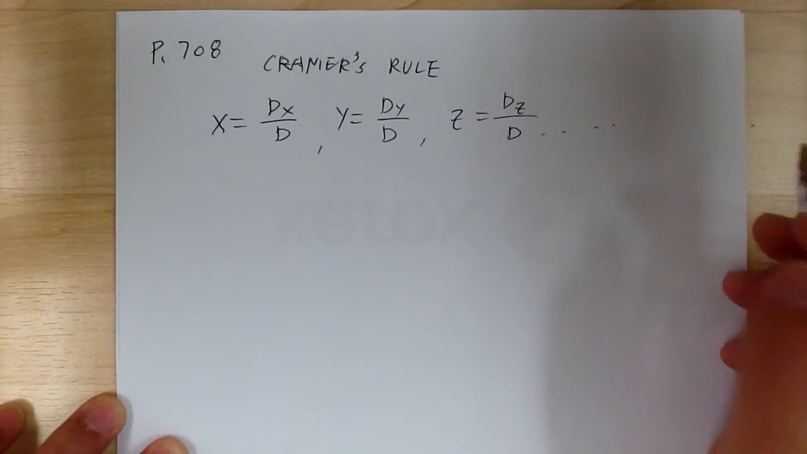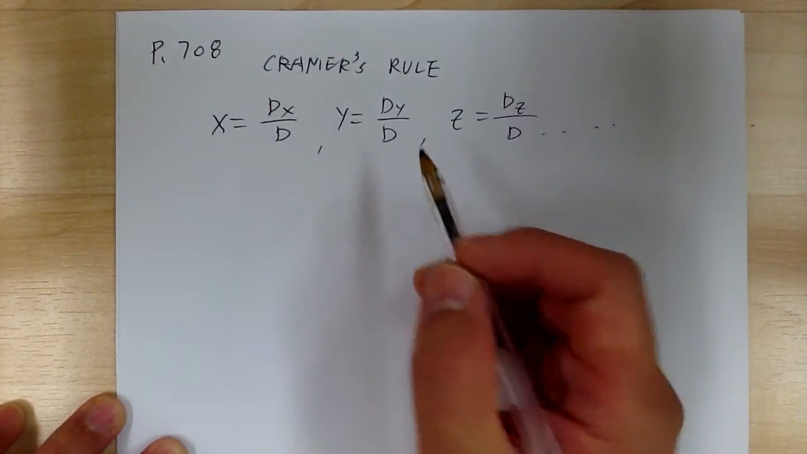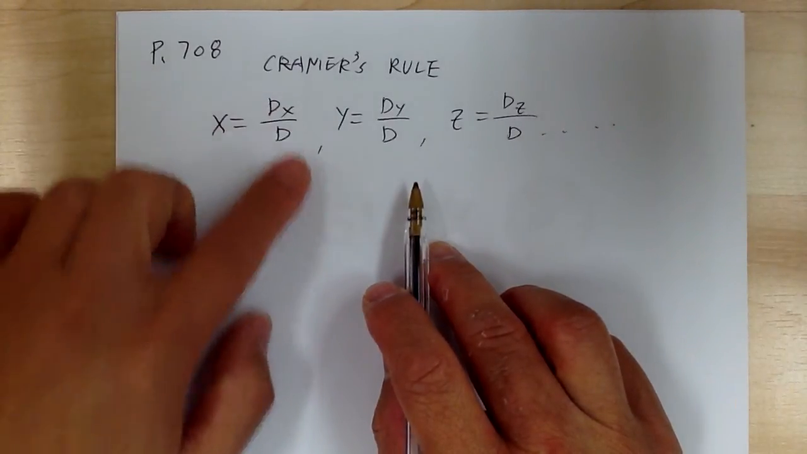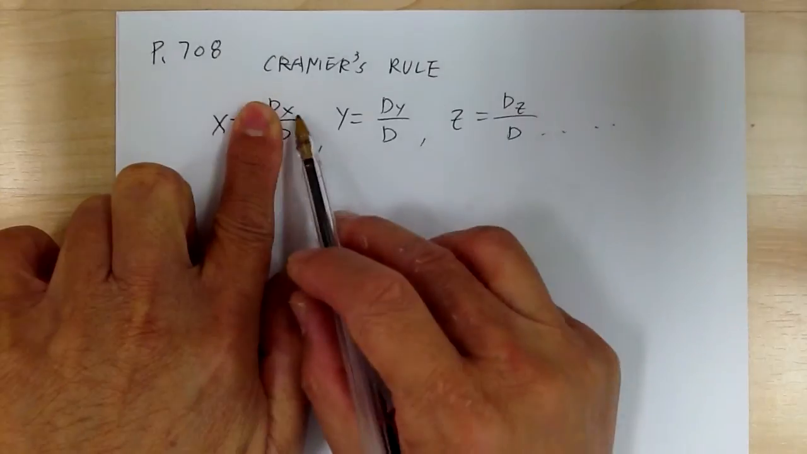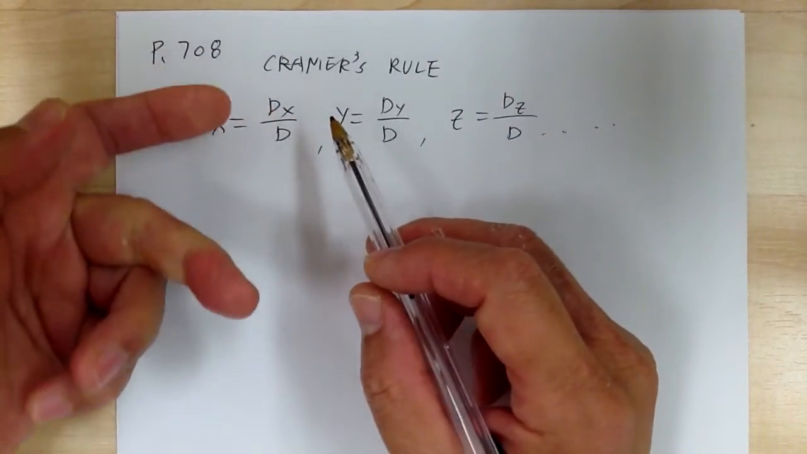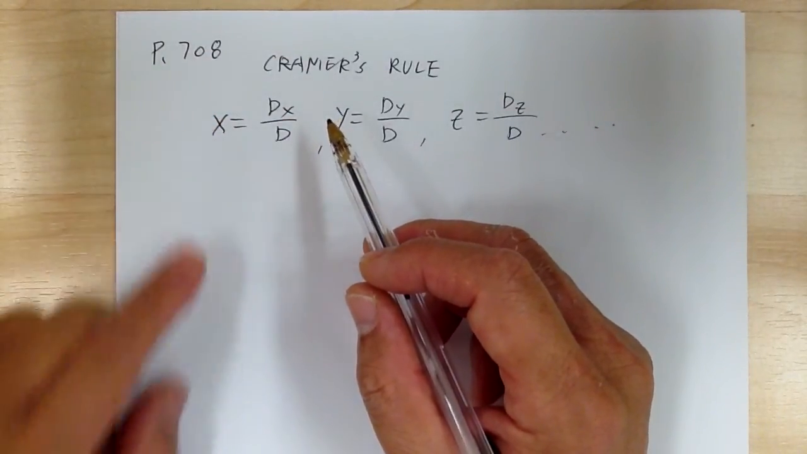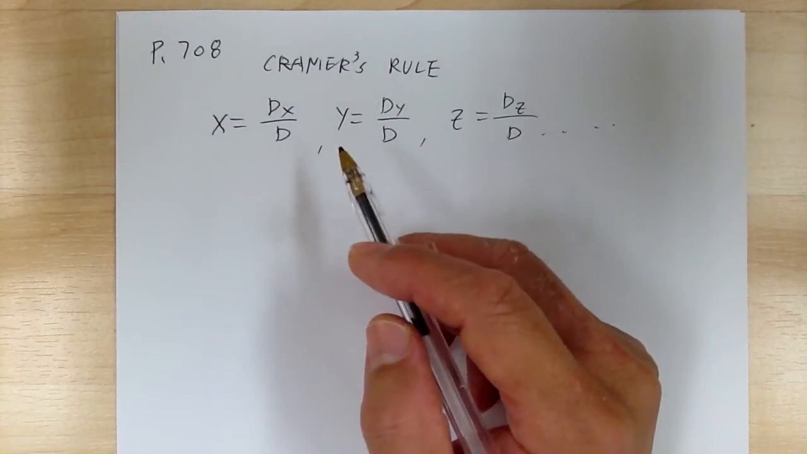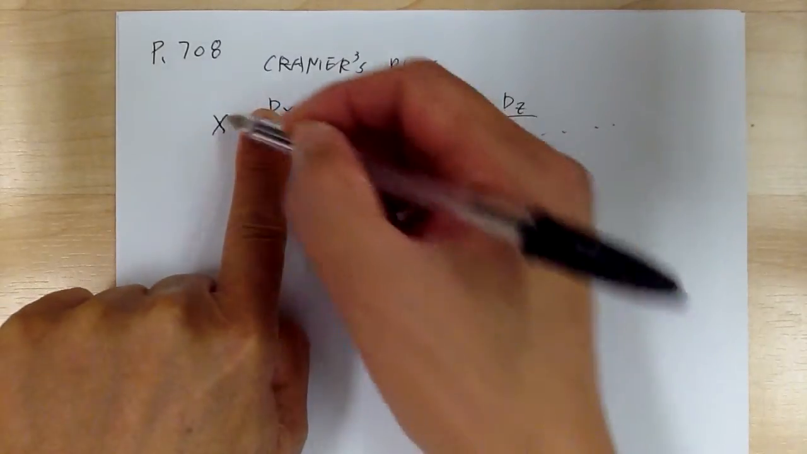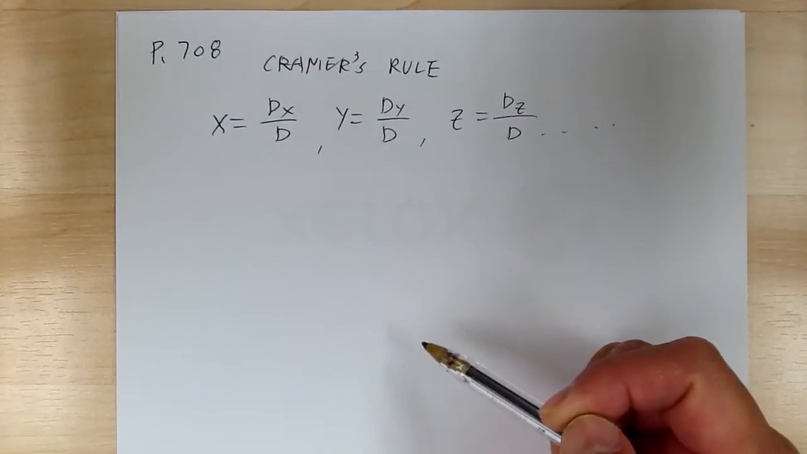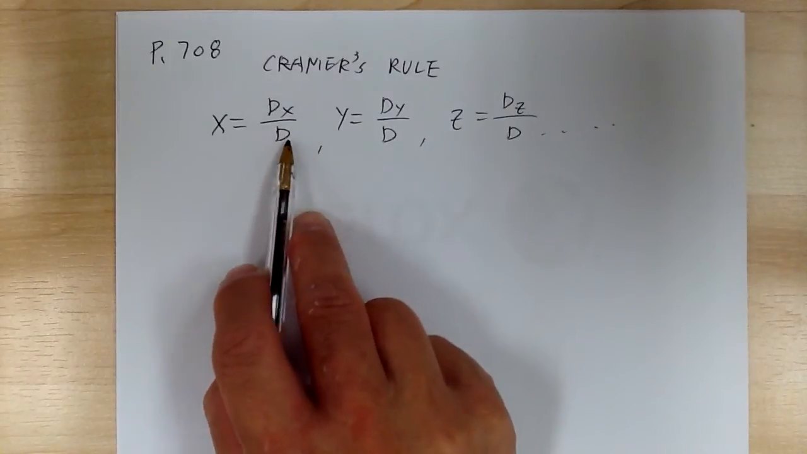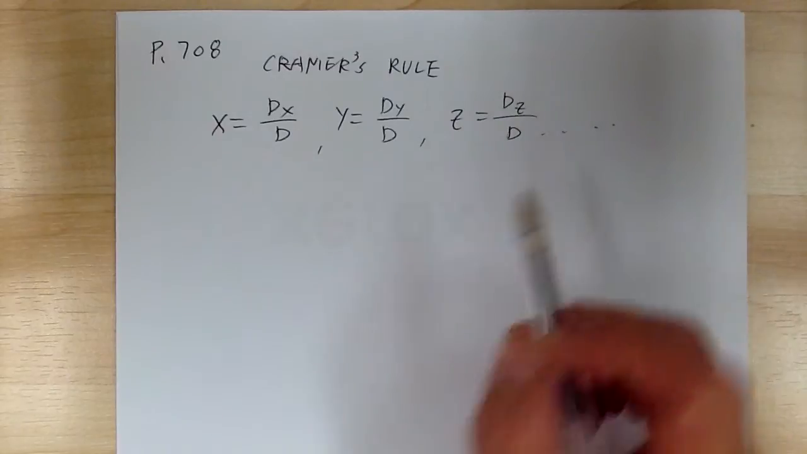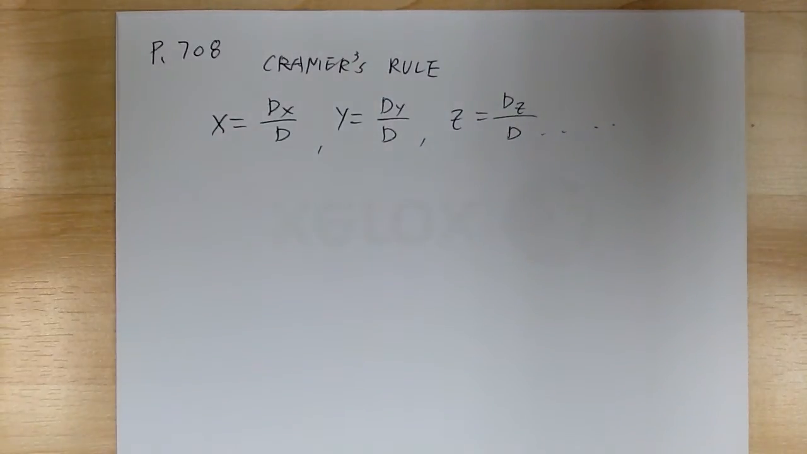Now, if you don't remember which goes on top, just think about regular algebra. When you have Dx over D, the D cancels out, so you get x. If you have things reversed, you'll have 1 over x, which does not equal x. So if you don't remember which goes on top, just use a little common sense: when you cancel, you should have x equal to x. So you know D is a determinant, but what are Dx, Dy, and Dz? Let me explain what those are.